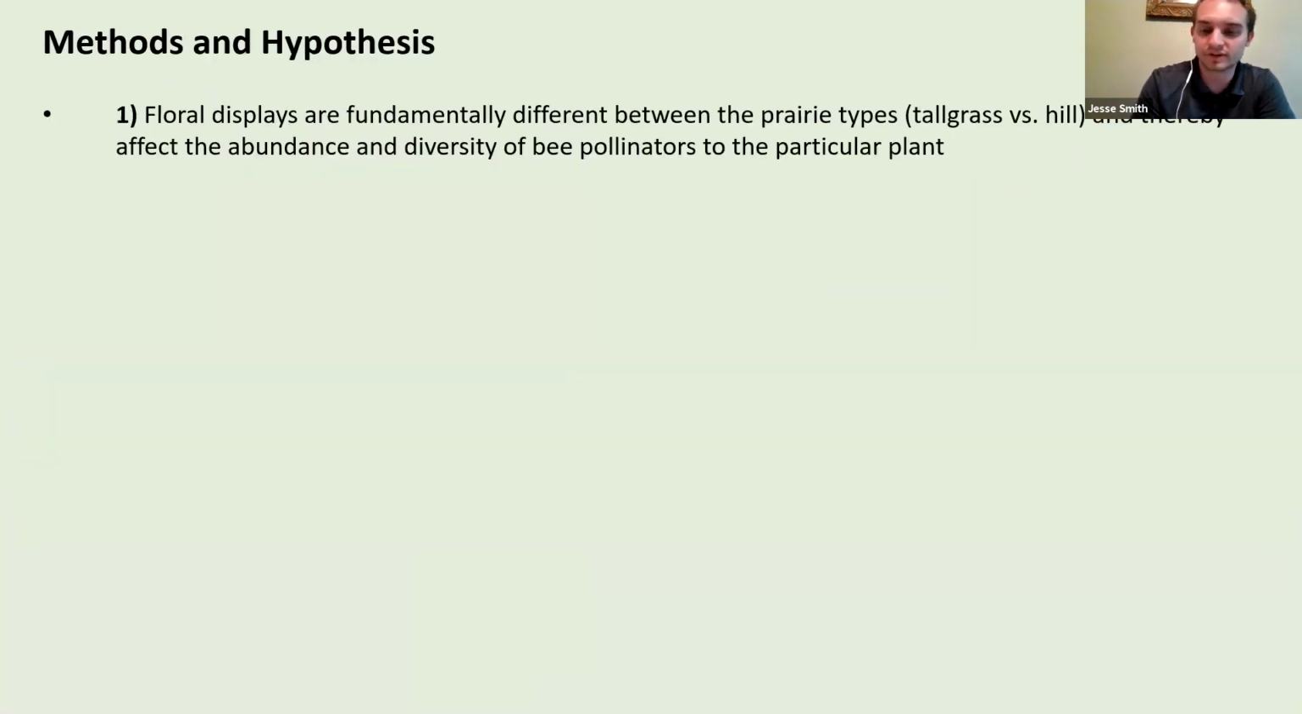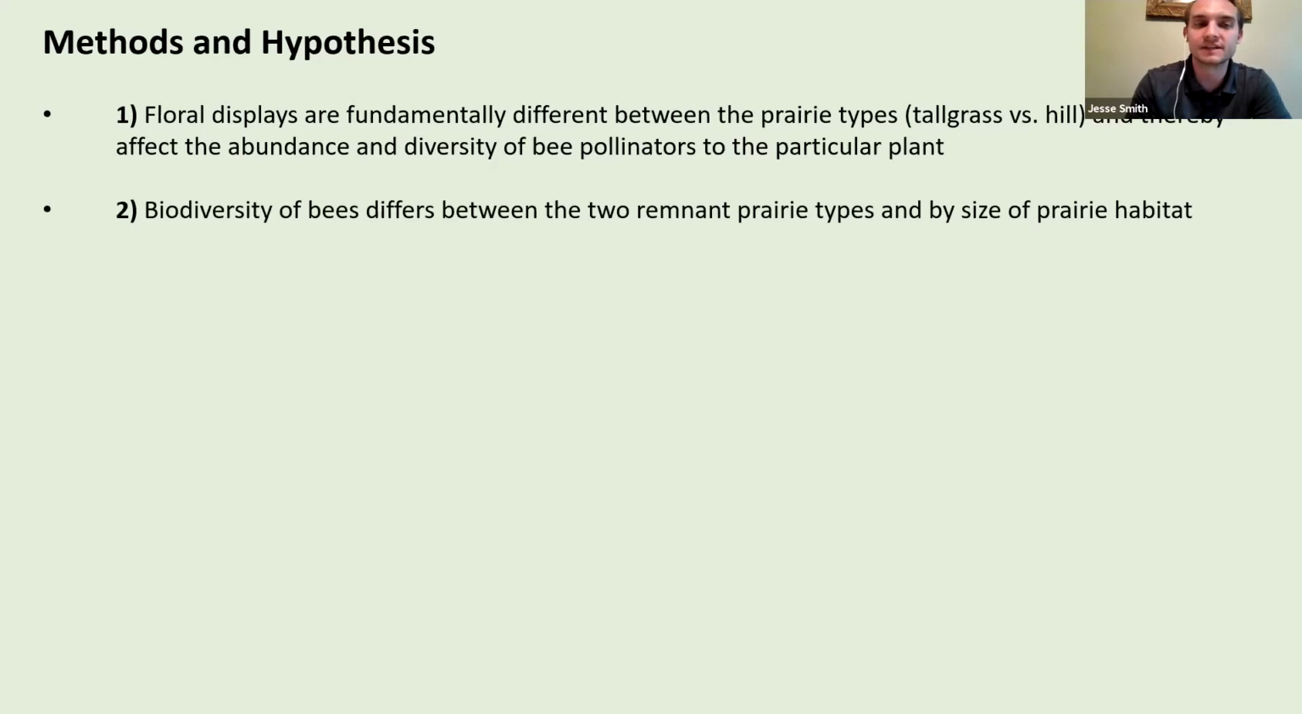I had a couple of hypotheses here. The first one is that the plants are just going to grow differently, so the floral displays between the tall grass and the hill prairies are going to be different. And the pollinators that visit will be different as well. To do this research, I went to 7 different sites, 3 tall grass and 4 hill prairies. I had 4 and 4, however, I had some tall grass prairies that didn't produce enough purple prairie clover, so I wasn't able to use those.